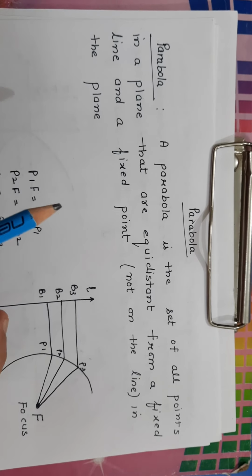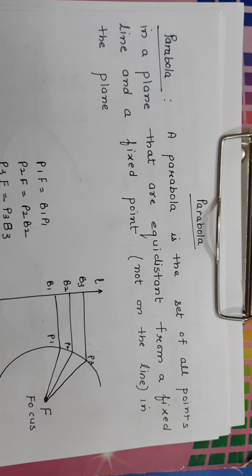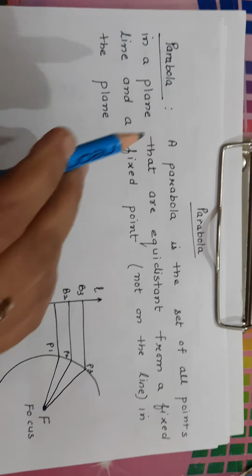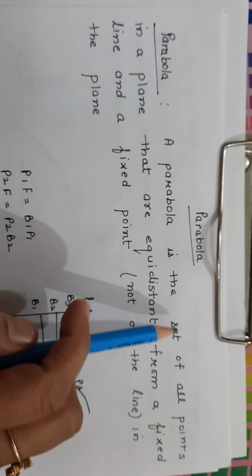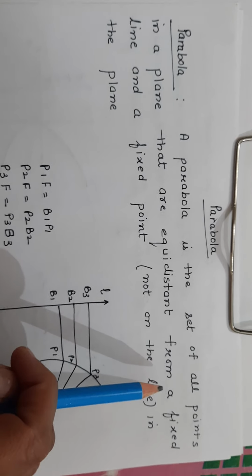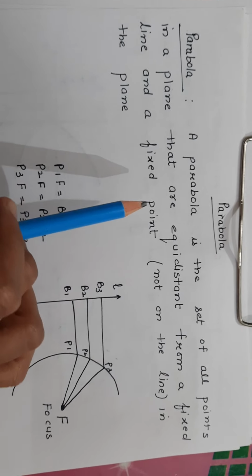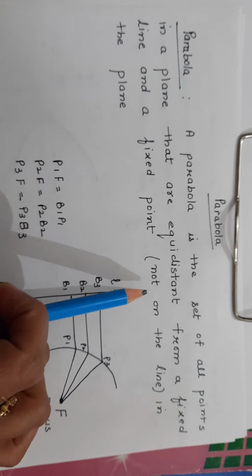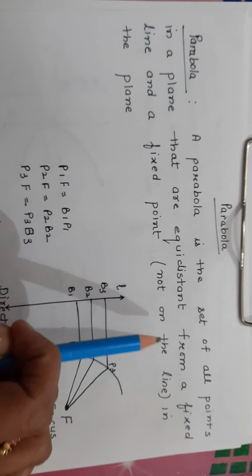Welcome students. In this video, I am going to discuss parabola. Now, a parabola is the set of all points in the plane that are equidistant from a fixed line and a fixed point, and that point should not lie in the line.